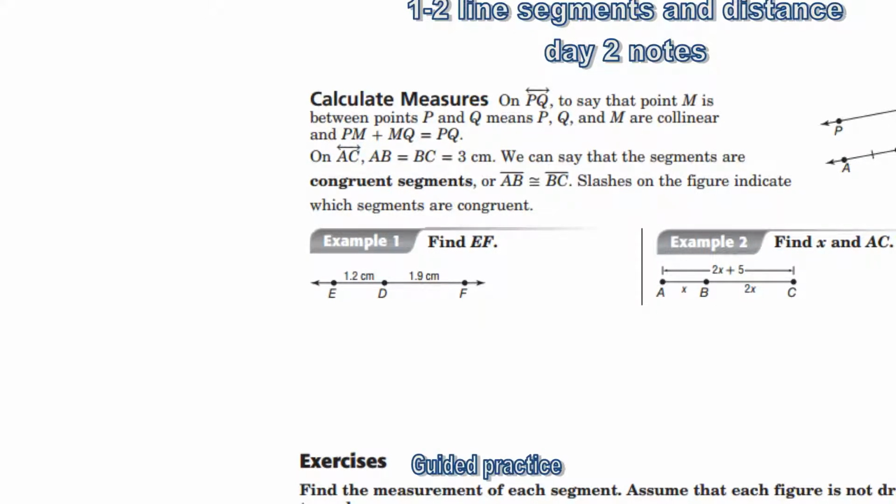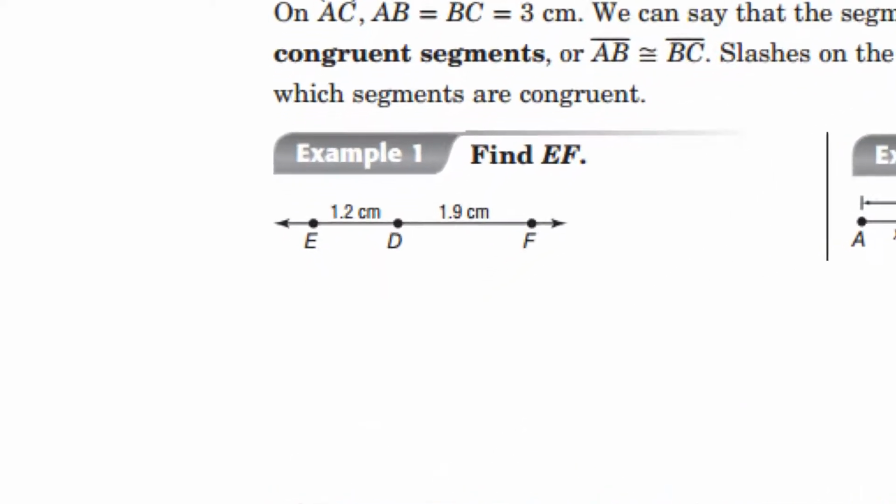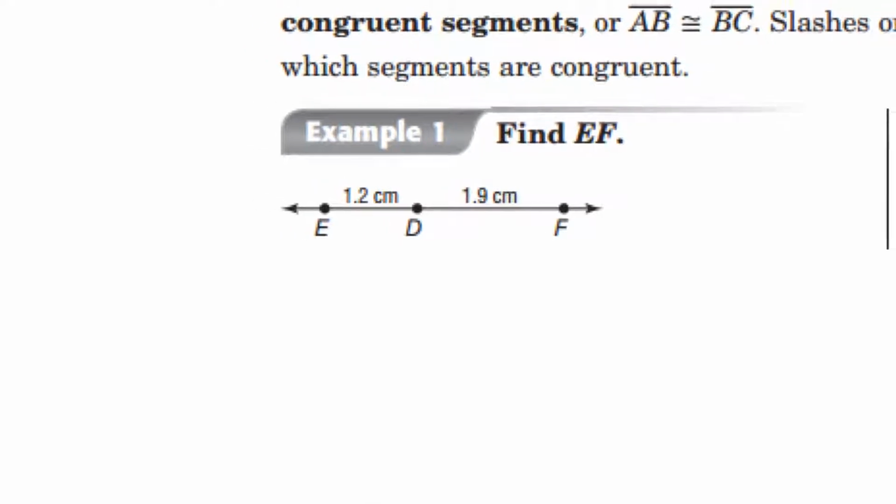Okay, so practicing basically the same stuff we did yesterday. We're talking about finding length of line segments. So here I want to know the length of EF. So the whole thing from E to F. Okay, you can see that EF is split up into two pieces. ED is 1.2, DF is 1.9. So how could I find the length of that whole thing EF?